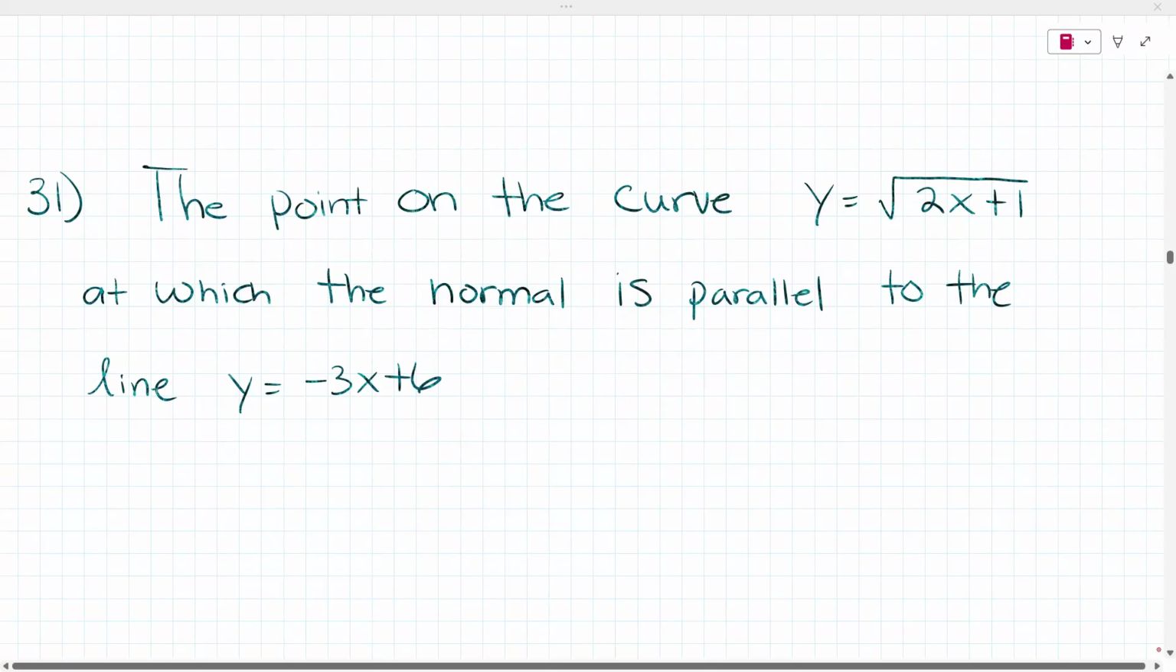Hello, this is part four of derivative test. So let's continue with 31.